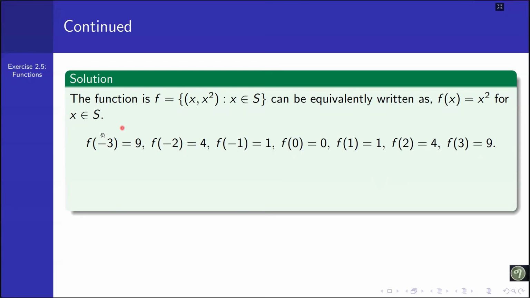Due to the existence of only these two components with the same image for different values of minus 3 and positive 3, which are elements of S, this function is not a one-to-one function. Not only that, f of minus 2 and f of 2 are equal, f of minus 1 and f of positive 1 are equal. So this is not a one-to-one function.